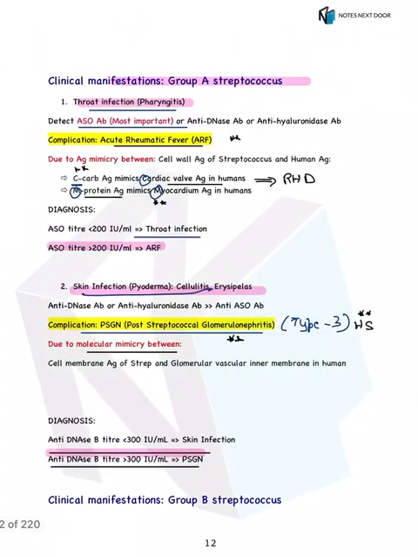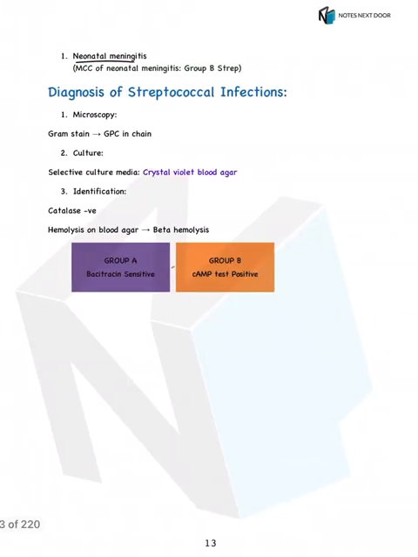Okay, now group B Streptococcus. How do I remember? Group B stands for B is for baby, meaning it will cause something in neonates, that is neonatal meningitis. It is the most common cause of neonatal meningitis. How do you diagnose it? It is a gram-positive cocci in chains. The selective media is the crystal violet agar. This is a very important question. Now, this is catalase negative.